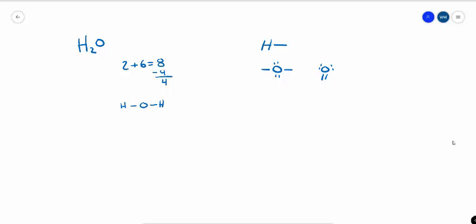The hydrogens now have their duet. Remember, hydrogen and helium can only have a maximum number of 2 electrons shared. So both of these hydrogens have now completed their duets. They're very happy. And now we have to finish the octet for our central oxygen atom. And I'm going to use up the last 4 electrons by placing lone pairs onto the central oxygen.